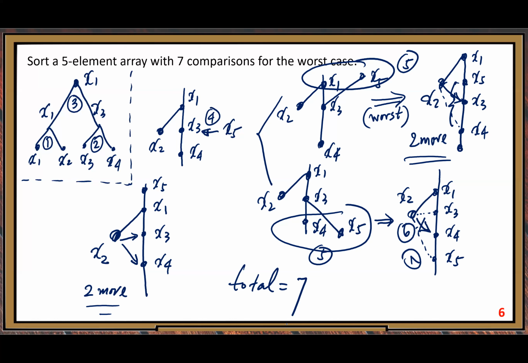Here, the main thing we learn: when we insert an element in an ordered array, we always do the binary search type insertion. That's the main idea. Do binary search type insertion. That's the main lesson we learn from this example. Okay?